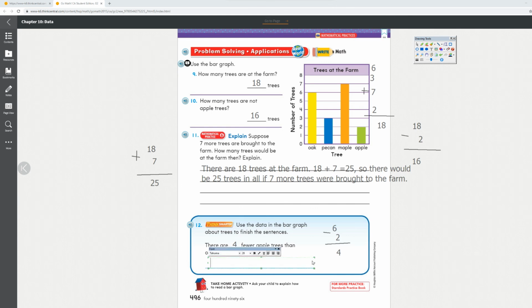And we can explain this by saying there are 2 apple trees and 6 oak trees. And then you can also add the subtraction problem like so.